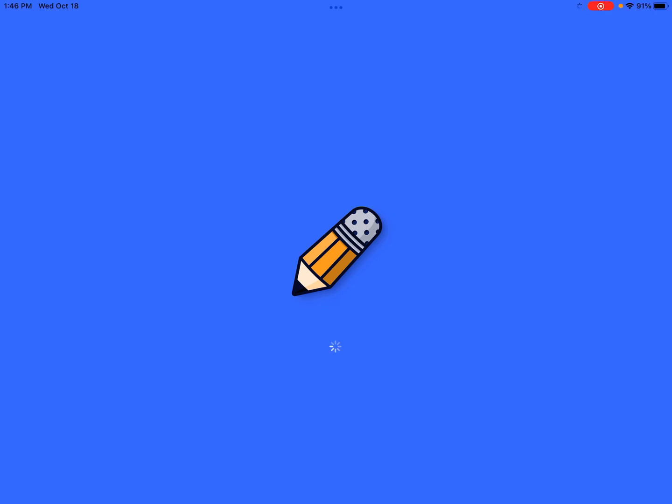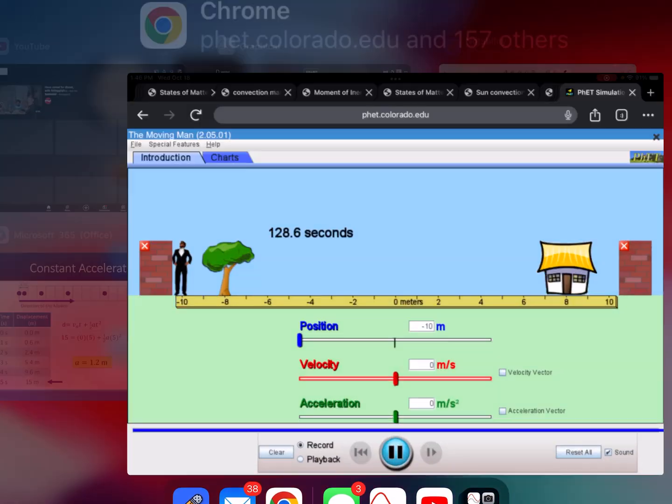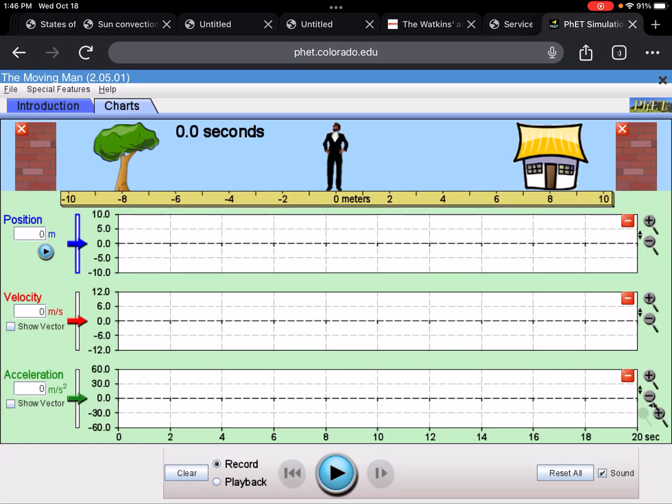All right, so after a few minutes of playing around with that, we are going to click on the second tab. There are two tabs in this. You have your introduction tab, and we also have this charts tab. After playing around on the introduction, we're going to go ahead and click on the charts. Now, you notice it's pretty similar, although instead of having those scales at the bottom, now we have some graphs. We have one for velocity, one for position, and one for acceleration.